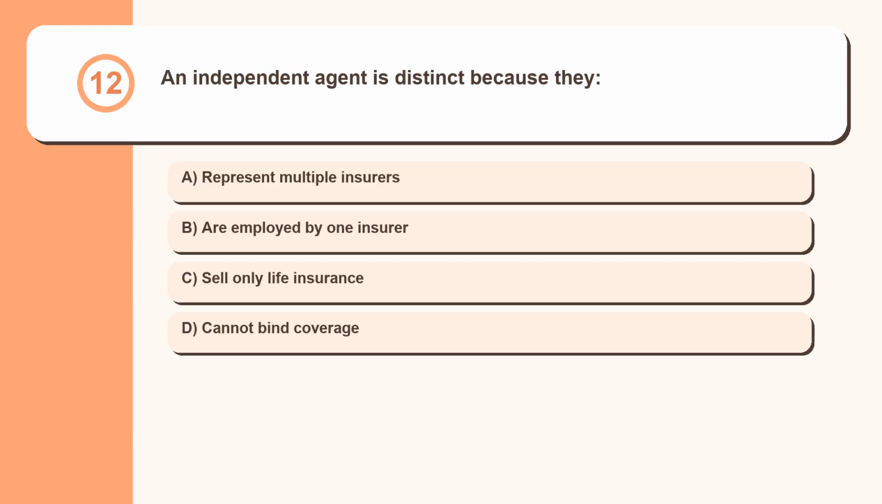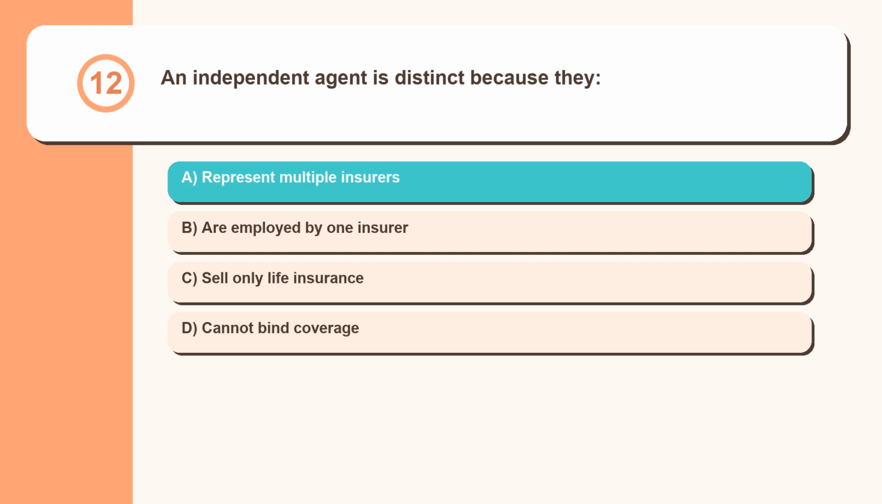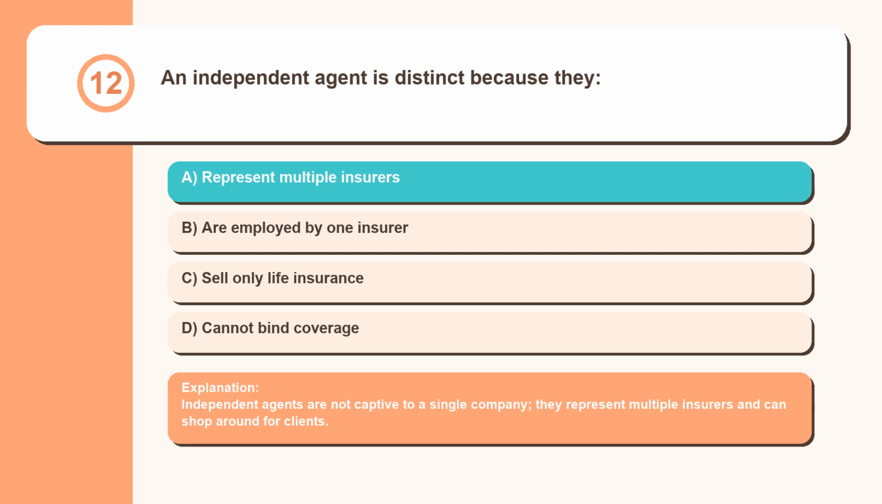Question 12. An independent agent is distinct because they: represent multiple insurers, are employed by one insurer, sell only life insurance, cannot bind coverage. Independent agents are not captive to a single company. They represent multiple insurers and can shop around for clients.